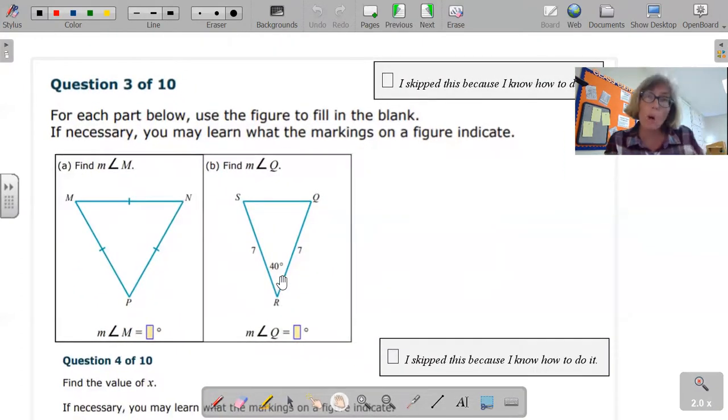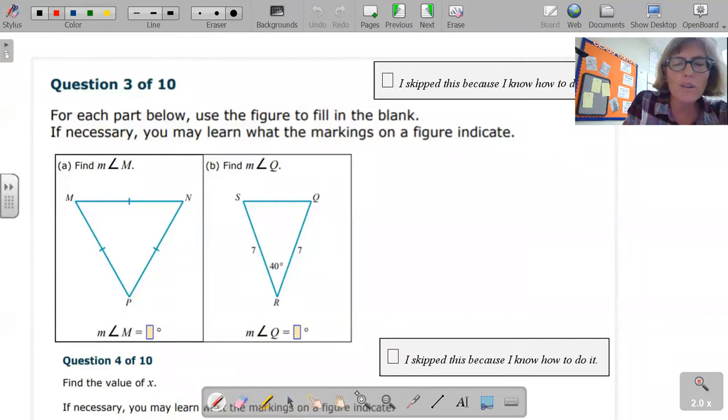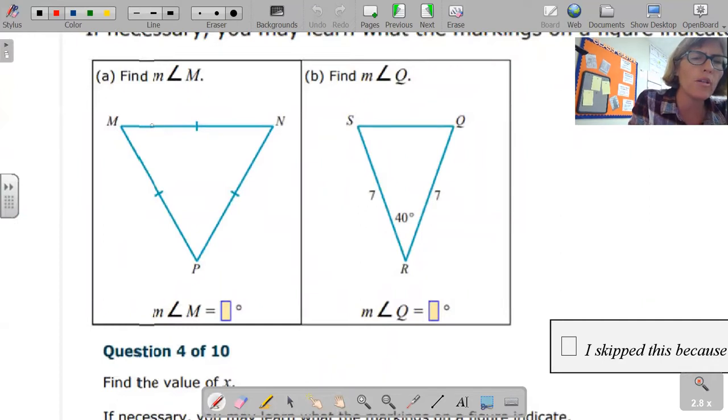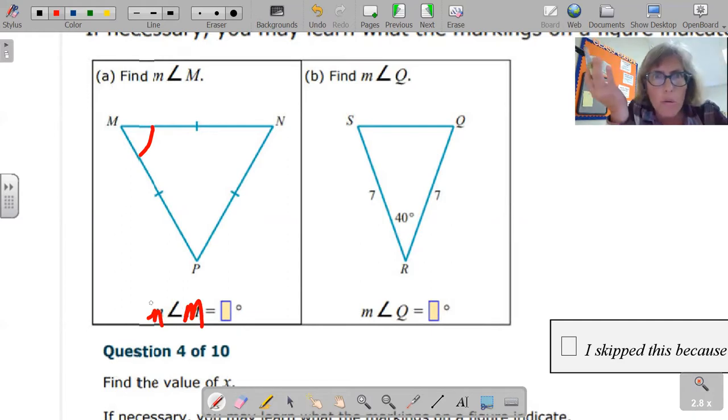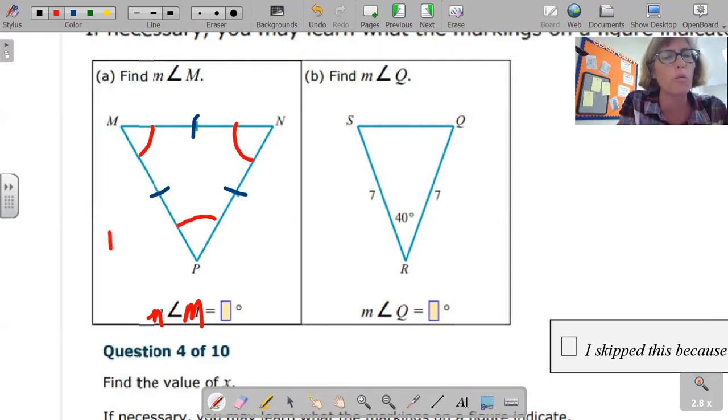Problem number 3, use the markings to determine things that are true here. Taking a look at number 1. All right, so you take a look at this first one here, and you're like, how could I find the measure of angle M? That's what that little m means, measure of angle M, when there's no numbers there. So you need to be a little observant. Notice, if all 3 sides are equal, then all 3 angles are equal, which would make this 180 divided by 3, and therefore all 3 are equal.